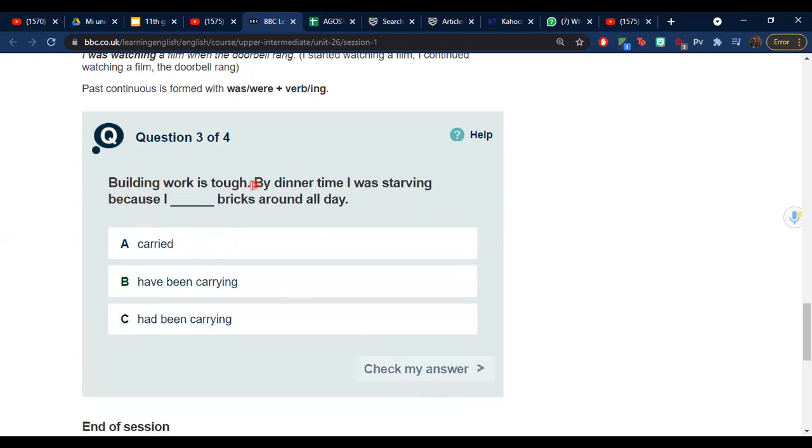Building work is tough. By dinner time, I was starving because I had been laying bricks all day. What do you think? Building is tough work. By dinner time, I was starving because, so we are talking about a previous past, and it focuses on the duration, all day.